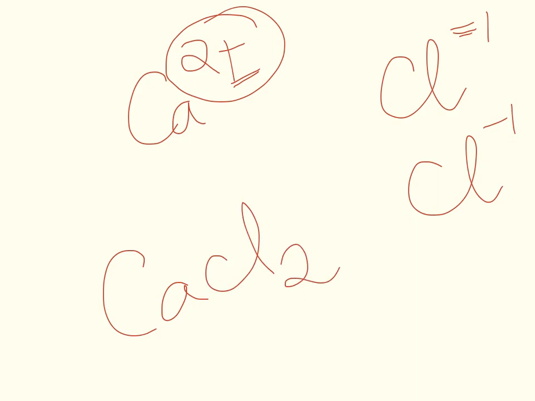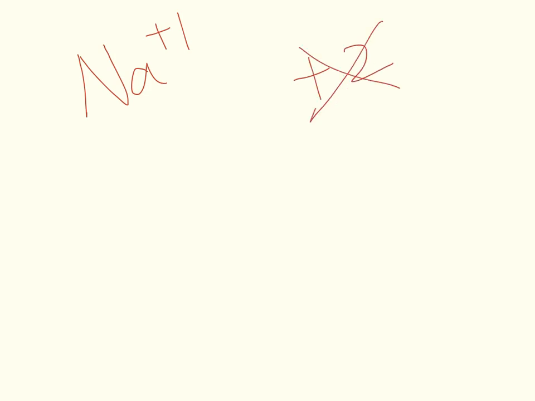Now, how do you know which element forms what ion? How do you know that sodium forms a +1 ion and not a +2 ion? How do you know that? From our periodic table, you can tell which element forms what ion.